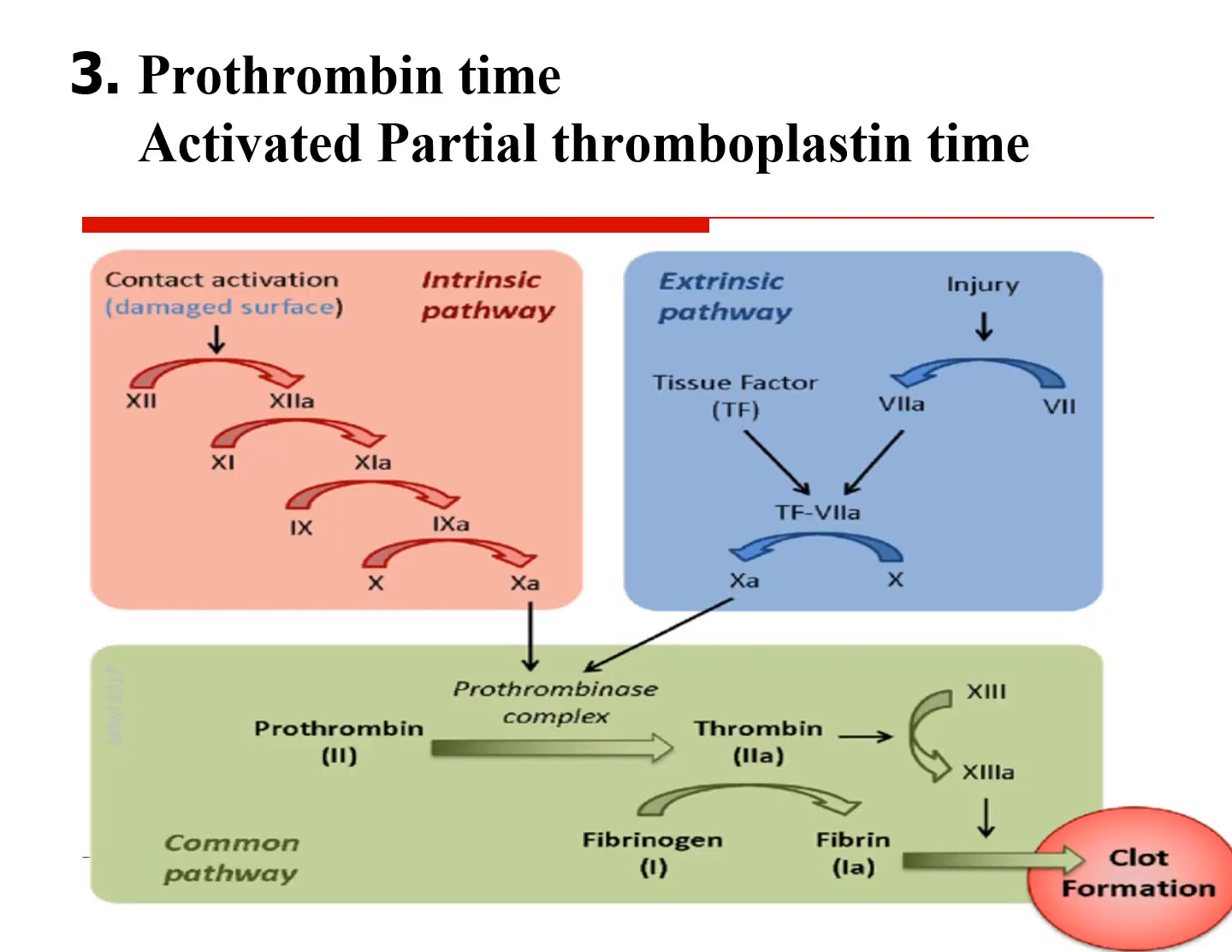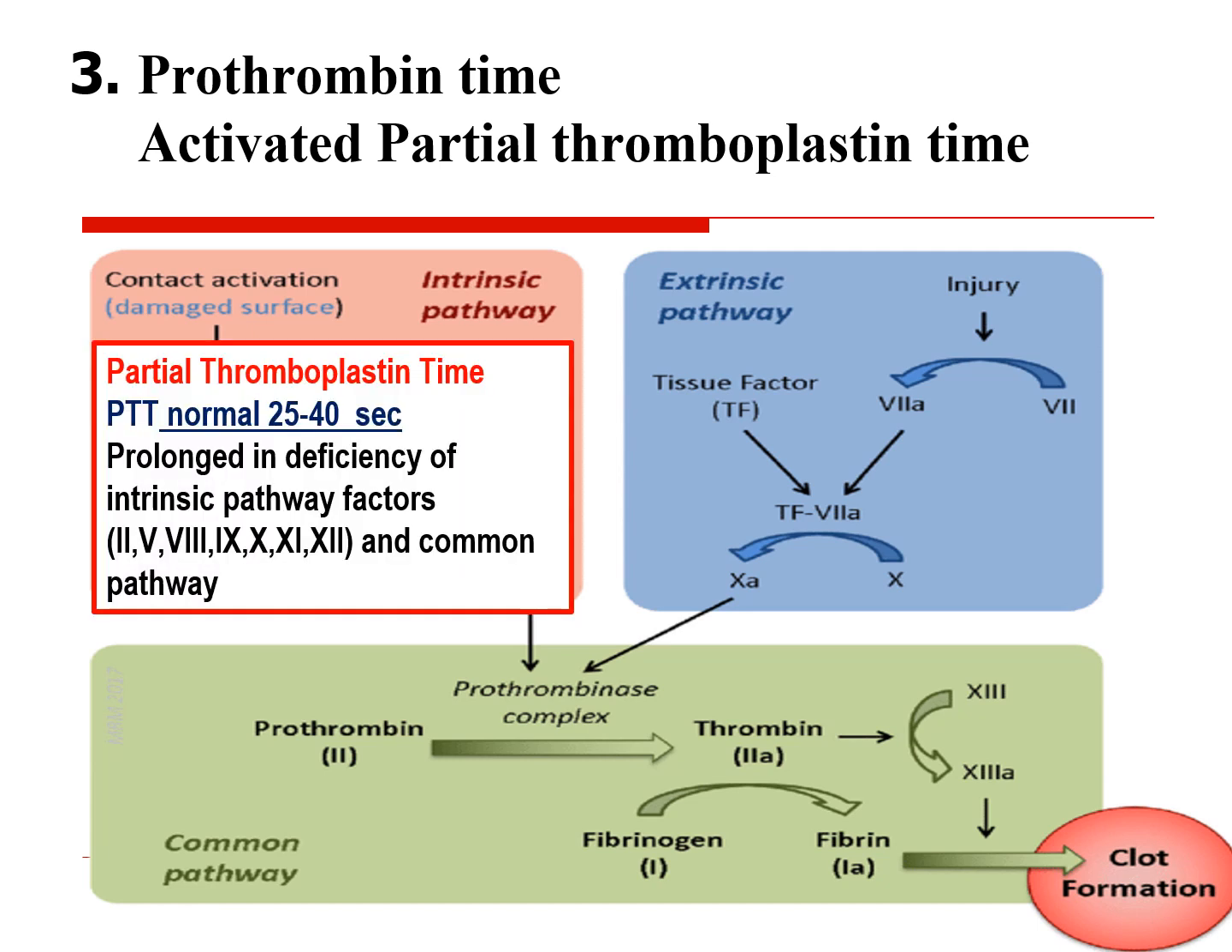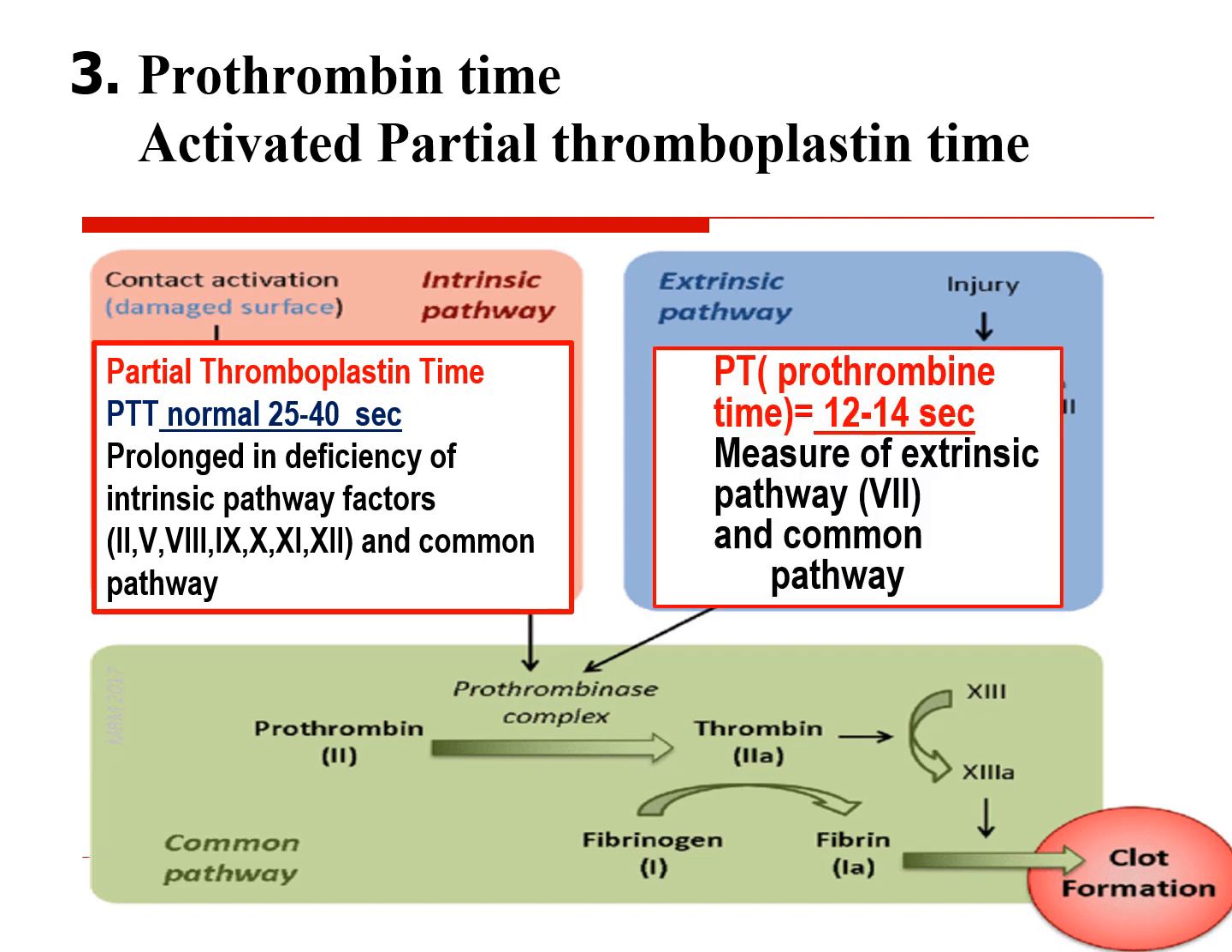Prothrombin time and activated partial thromboplastin time are also initial screening tests. Partial thromboplastin time has a normal value of 25 to 40 seconds, and it's prolonged when there is deficiency of intrinsic pathway factors 2, 5, 8, 9, 10, 11, and 12, in addition to common pathway defects. While prothrombin time, normal value 12 to 14 seconds, measures extrinsic pathway activity, and it's prolonged when there is factor 7 deficiency and in common pathway defects.